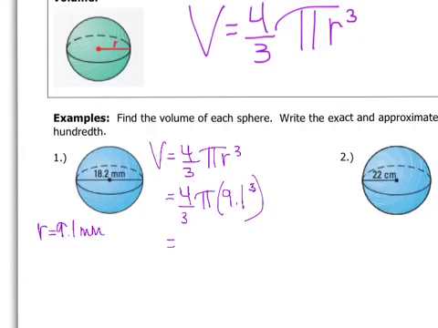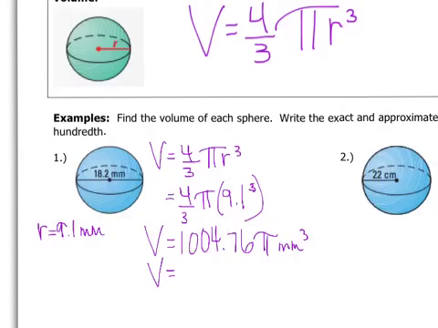What should you have gotten? 1,004.76, and that's pi millimeters cubed. And then if you go ahead and multiply that by pi, I have that this is 3,156.55.